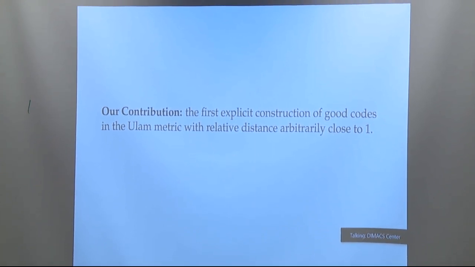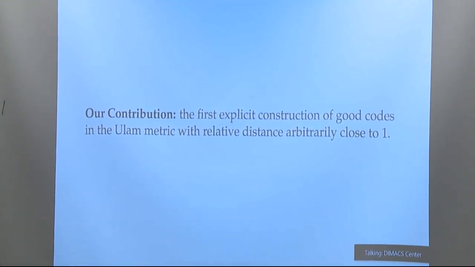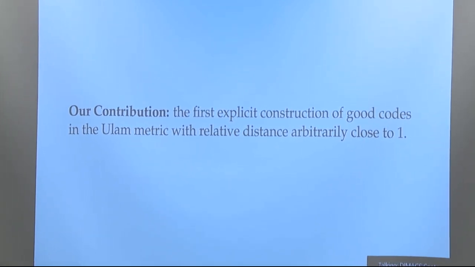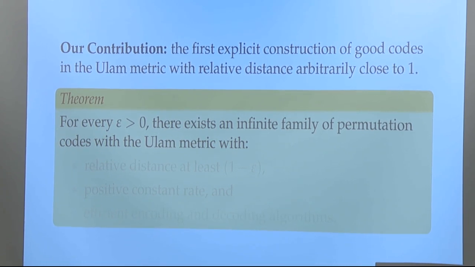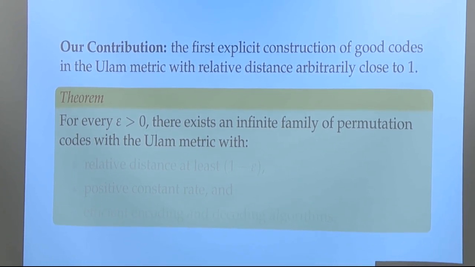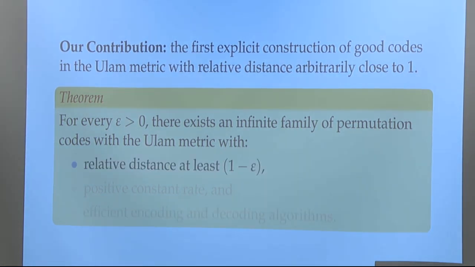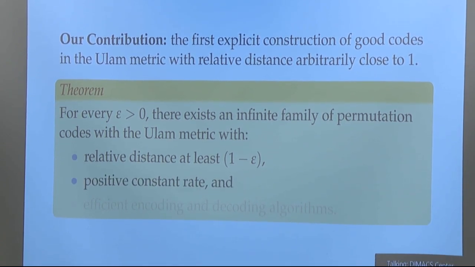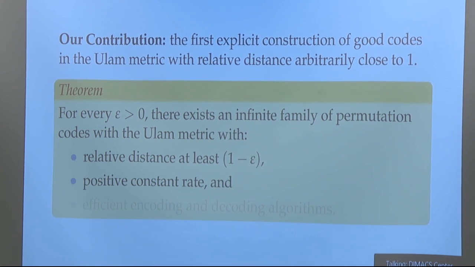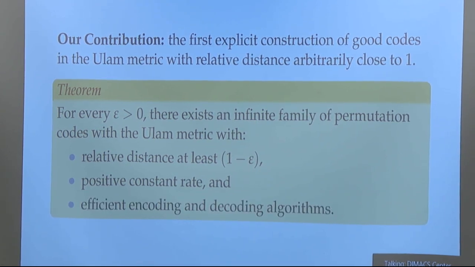We gave the first explicit construction of good codes in the Ulam metric with the relative distance arbitrarily close to 1. Slightly more formally, you give me some epsilon, I'll give you an infinite family of permutation codes in the Ulam metric with relative distance at least 1 minus epsilon, positive constant rate, where this rate might depend on epsilon, but it does not depend on the length of the permutations, and efficient encoding and decoding algorithms.